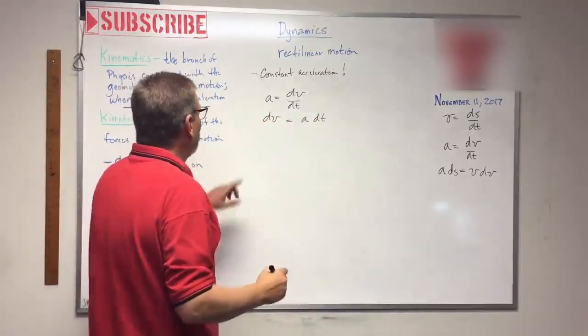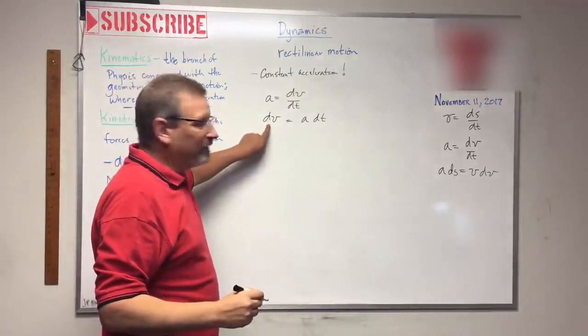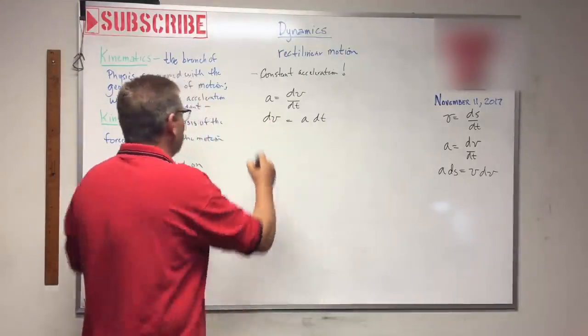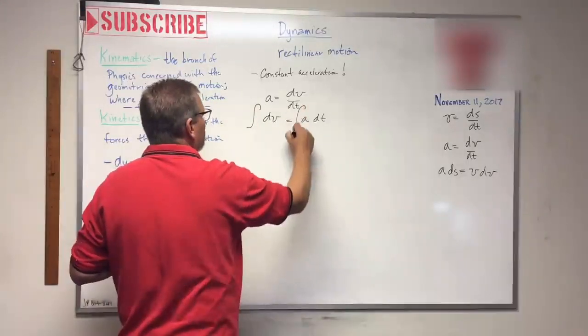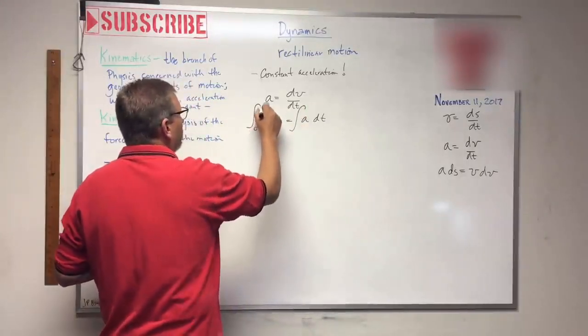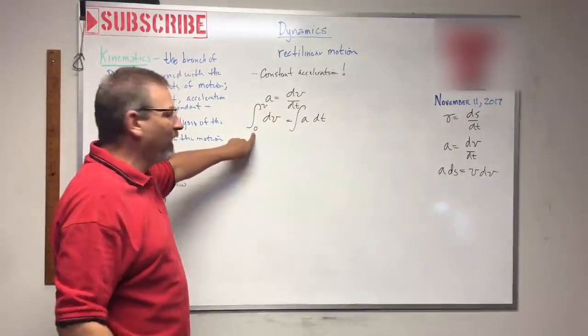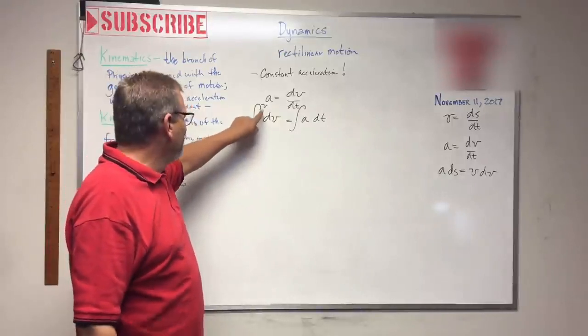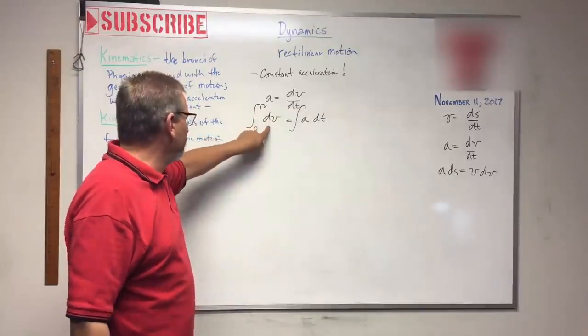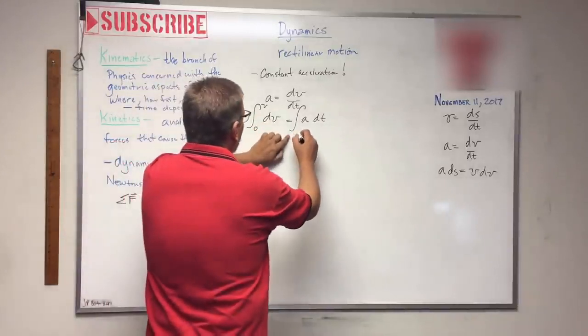Okay? Now to get rid of the little differential there, let's integrate. Let's just integrate both sides. Now this one we're going to integrate from 0 to v. We're going to assume that the velocity was 0 when it started off, and there's this final velocity, right? And on this side, we're going to assume this.